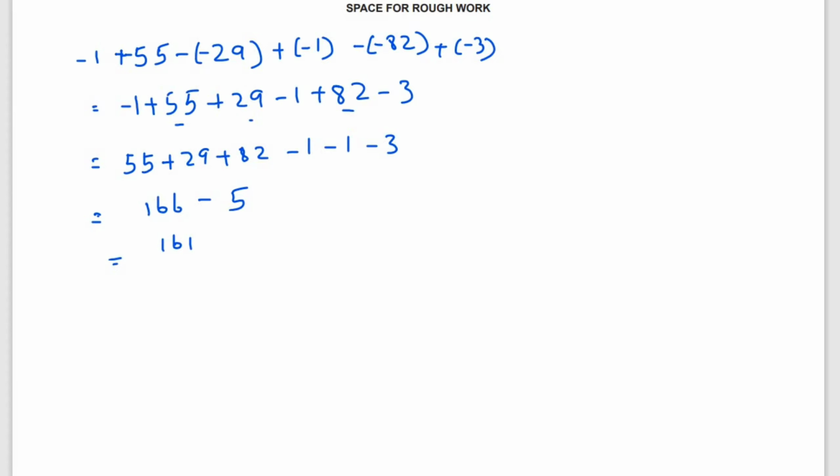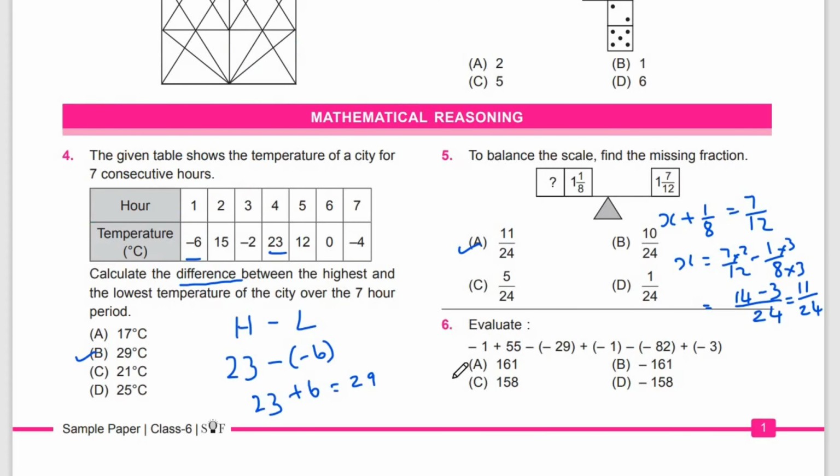Let's see, do we have that option there? Yes, we have our option 161 here. So this is our right answer. So now the mathematical reasoning topic is also done.